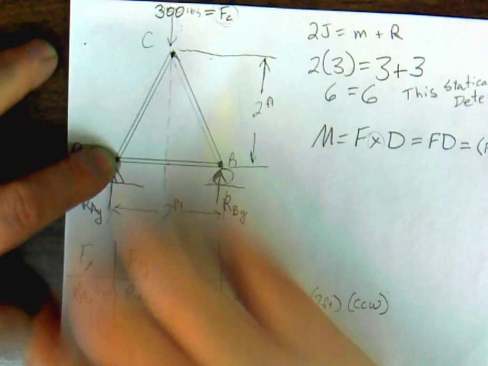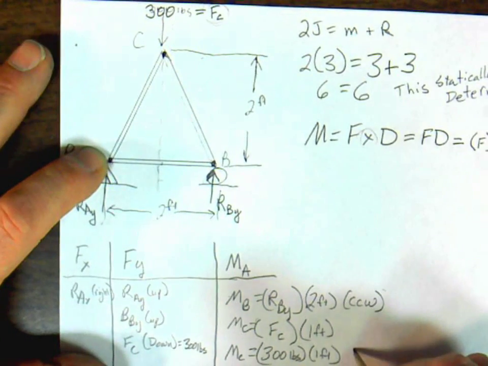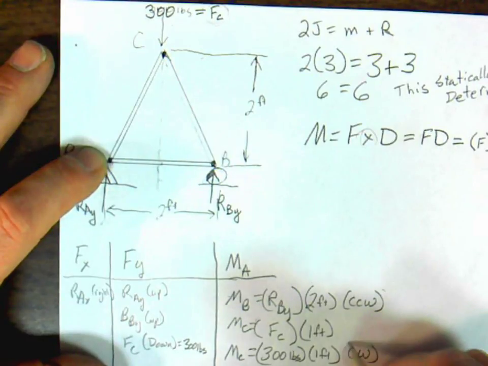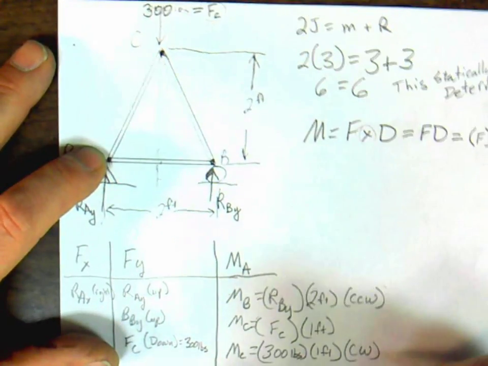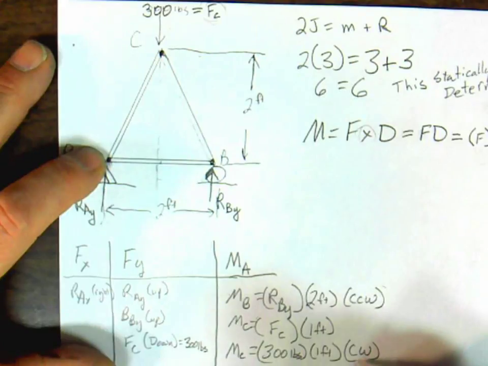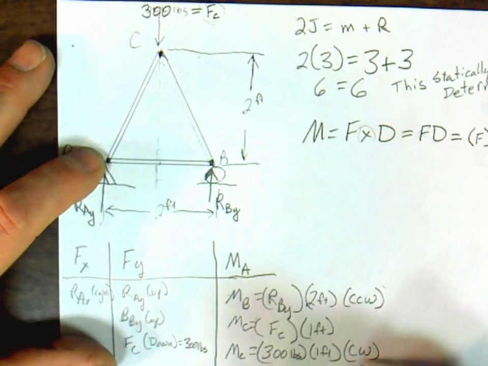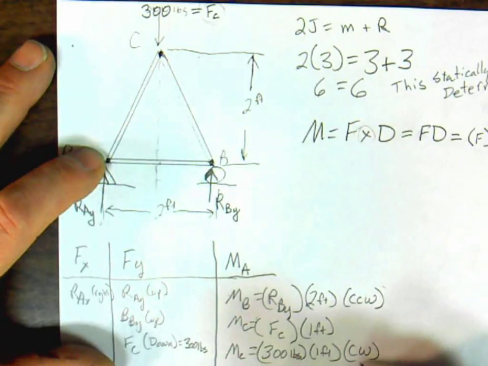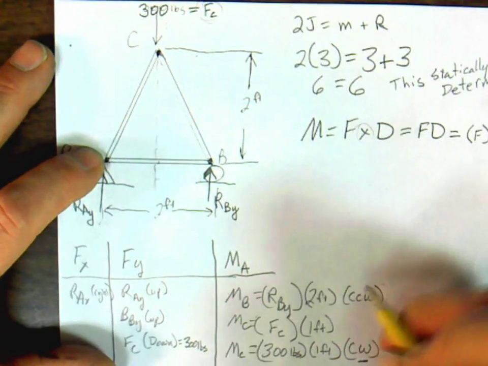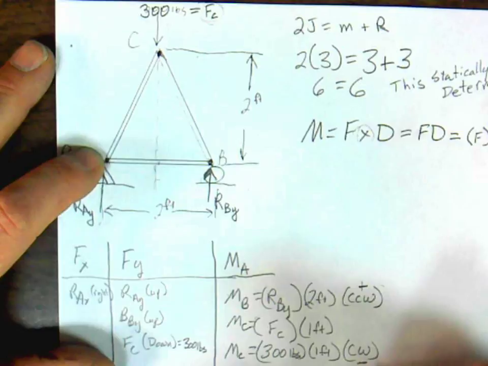And that's going to make some difference in our plus or minus. So anytime we're clockwise with the right hand rule, this is going to be a negative, and counterclockwise is going to be a positive. So we have to remember negative for clockwise, positive for counterclockwise as we go through.